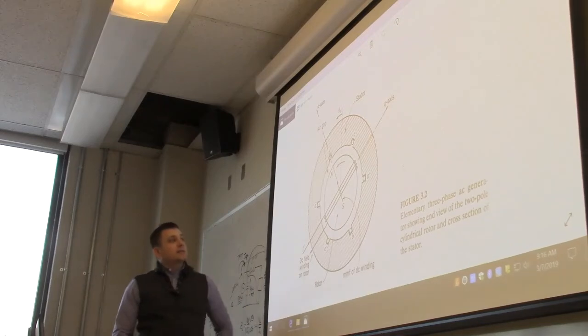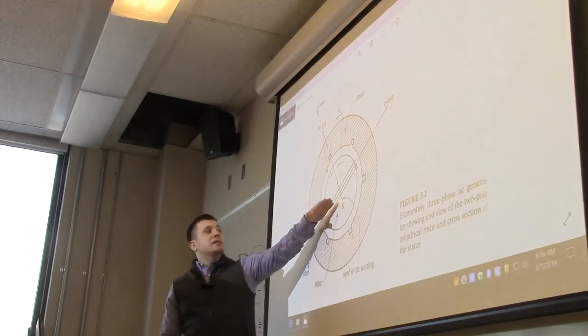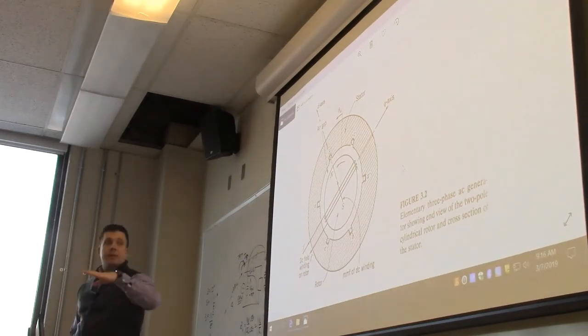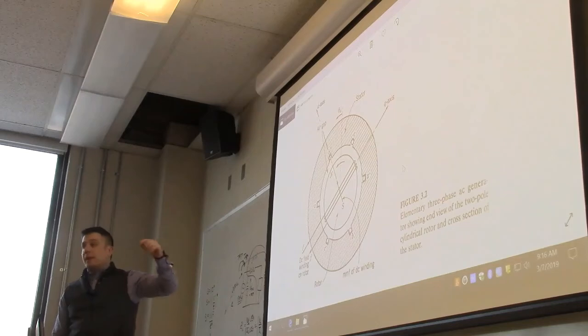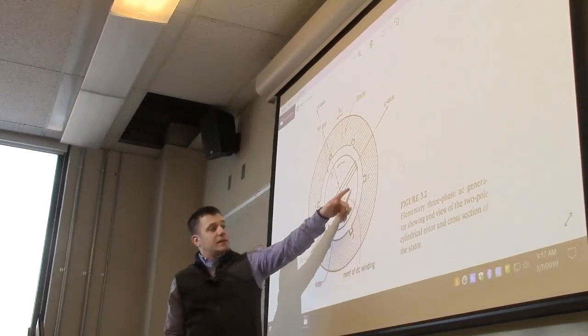The D axis, you can see, lines up with the direction of the magnetic field. The Q axis is orthogonal to that and lags the D axis by 90 degrees, because you can see the direction of rotation is like this.